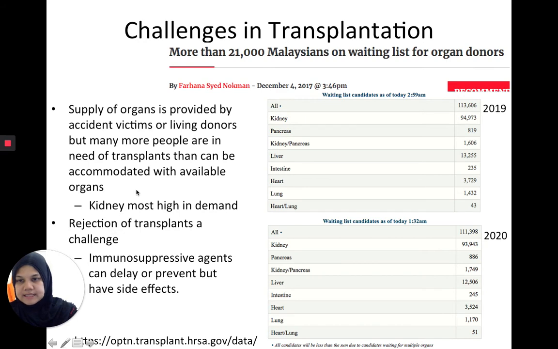So there's the challenge of actually having the organs for people who need them. And then there's also the rejection of the transplant. So even if you end up going on that waiting list and you're able to do the transplantation, it doesn't mean it's going to be successful. So there's a couple of challenges there. And about the rejection, we know it's mediated by the immune system, so some immunosuppressive agents can actually be used to prevent or delay the effects of rejection.